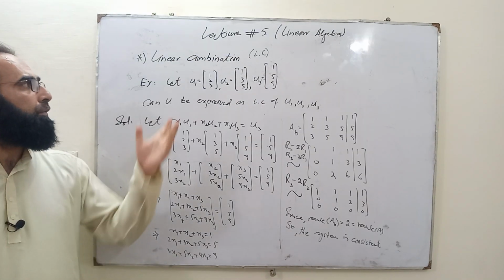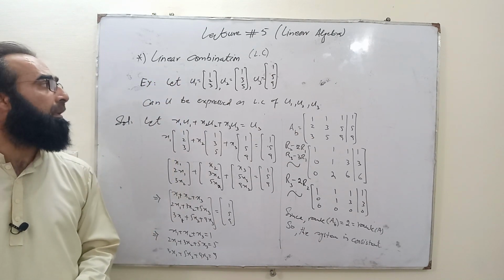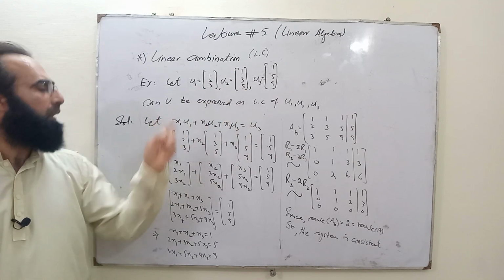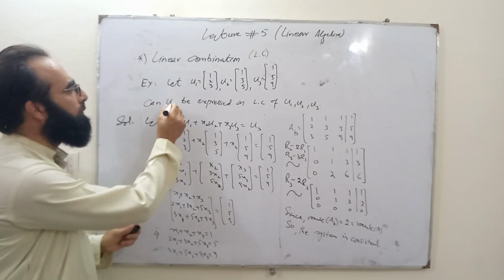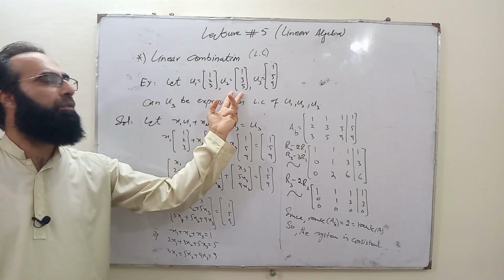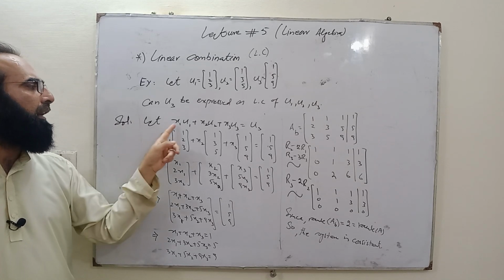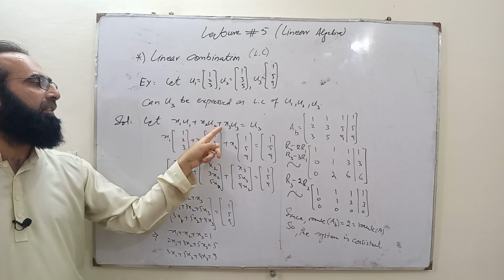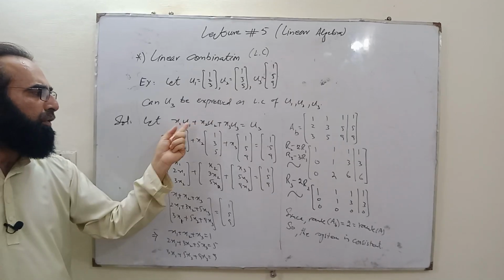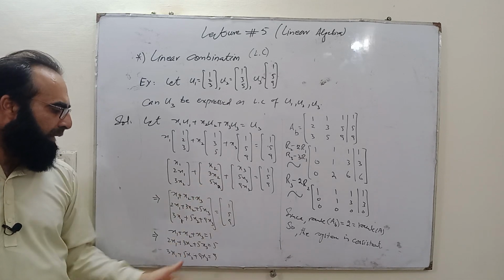Now, this one is the last example of today's topic, linear combination. Let we have u1, u2 and u3. Can u3 be expressed as a linear combination of these vectors? So in the solution, let x1 u1 plus x2 u2 plus x3 u3 be equal to u3. Now put the values of u1, u2 and u3 and add them, and you will get this system.